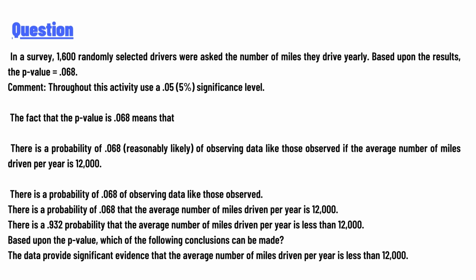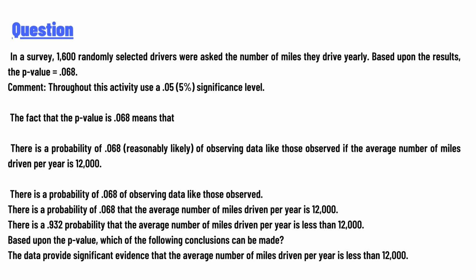The fact that the p-value is 0.068 means that: there is a probability of 0.068 of observing data like those observed. If the average number of miles driven per year is 12,000, there is a probability of 0.068 of observing data like those observed. There is a probability of 0.068 that the average number of miles driven per year is 12,000. There is a 0.932 probability that the average number of miles driven per year is less than 12,000.